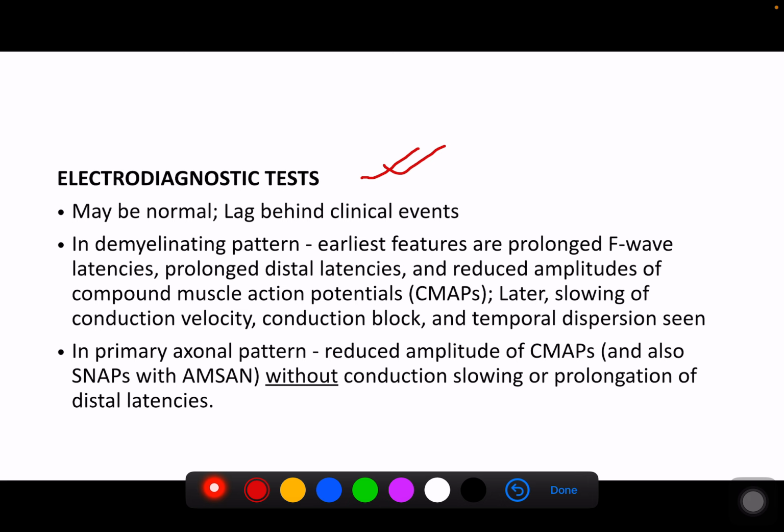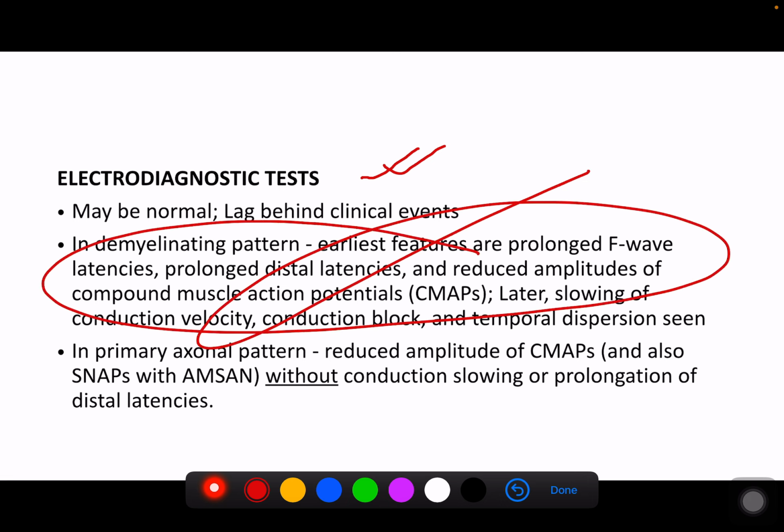In a nutshell, the electrodiagnostic test may be normal or may be abnormal. What can be seen in the case of an abnormal pattern? In an abnormal pattern, there can be a decrease or slowing of the conduction velocity.